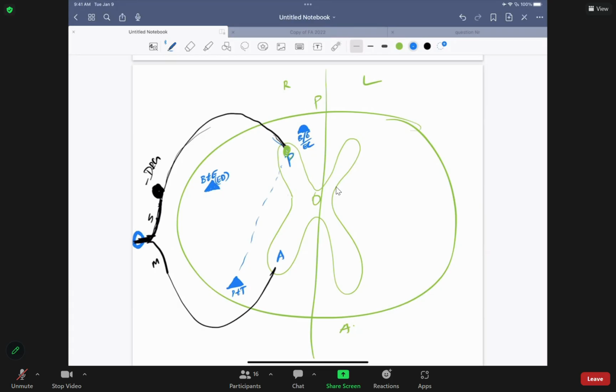Dr. Roy, so if you have the dorsal root ganglia for the sensory, then what do you have for the motor? There's nothing. Nothing.